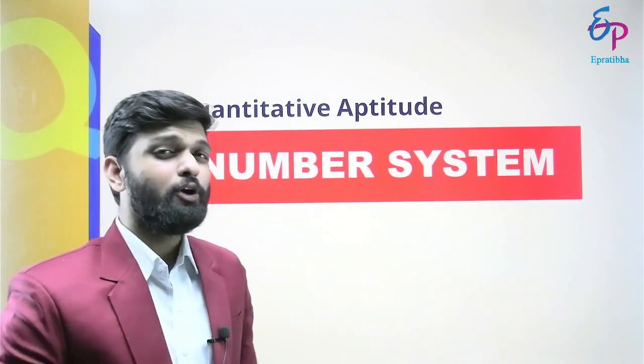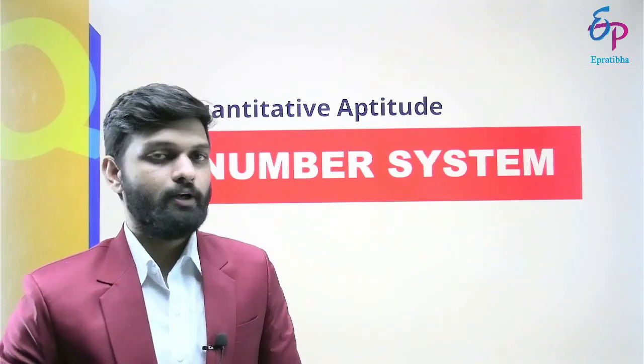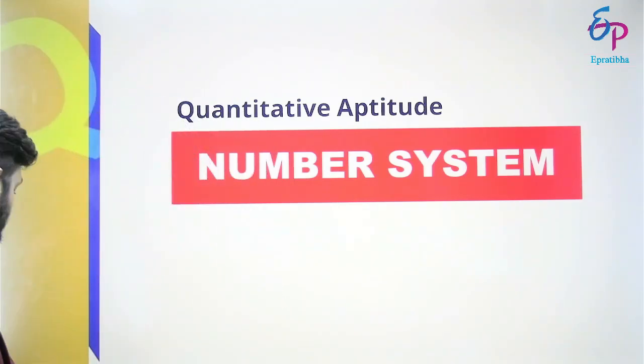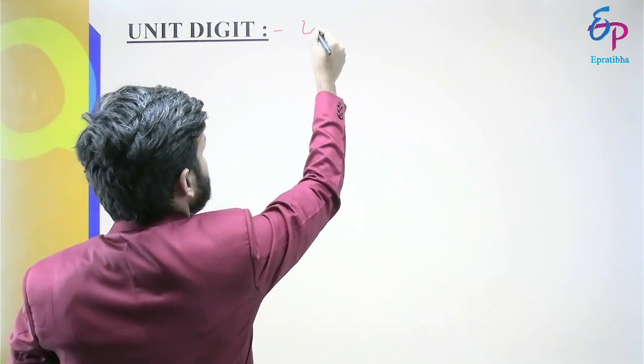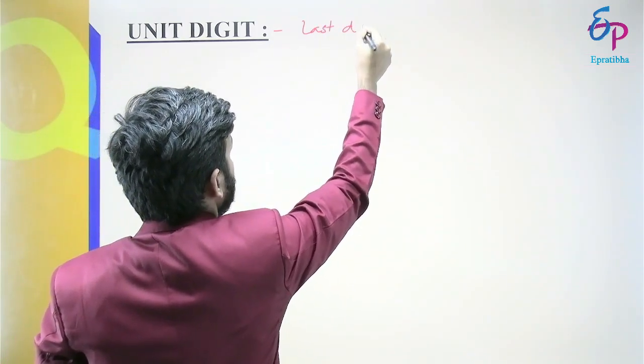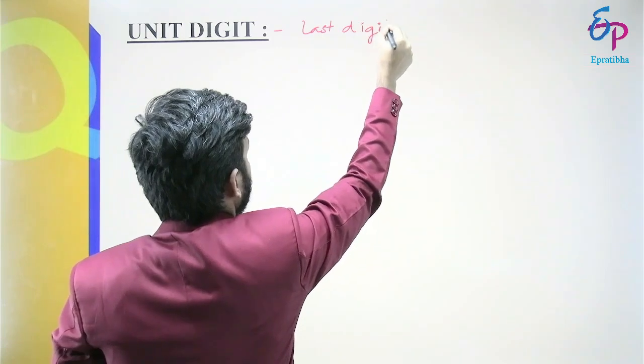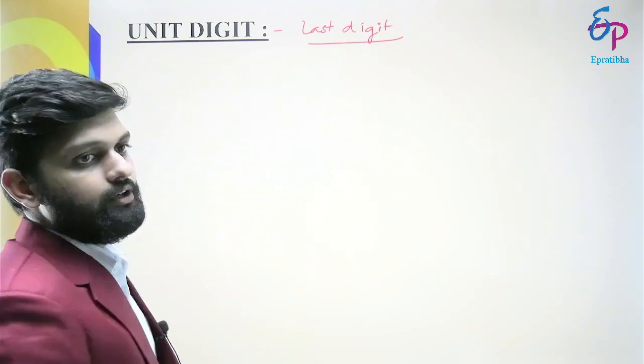In this video, we are going to discuss some of the important topics of the number system. Now let's start with unit digit. What is the meaning of unit digit? Unit digit means it is the last digit of a number.